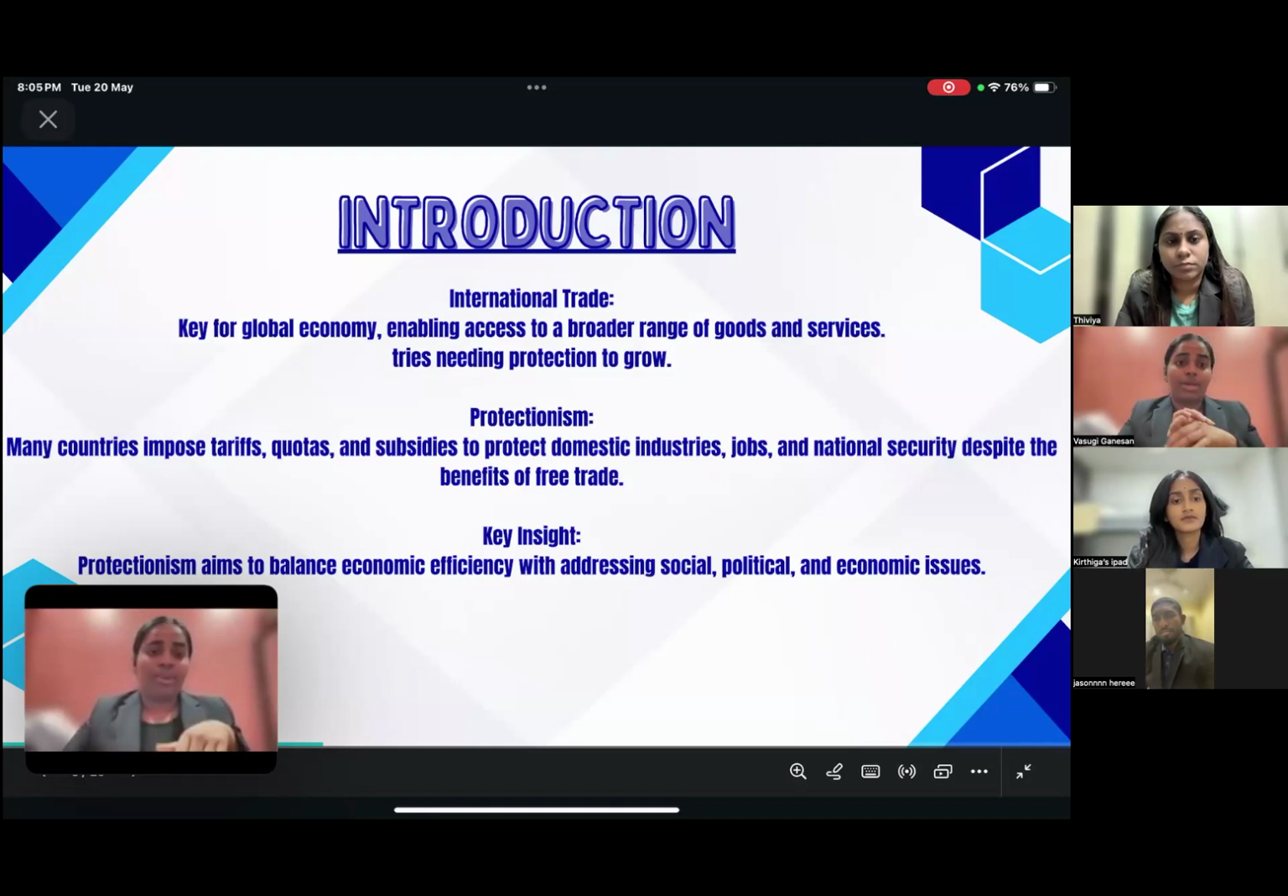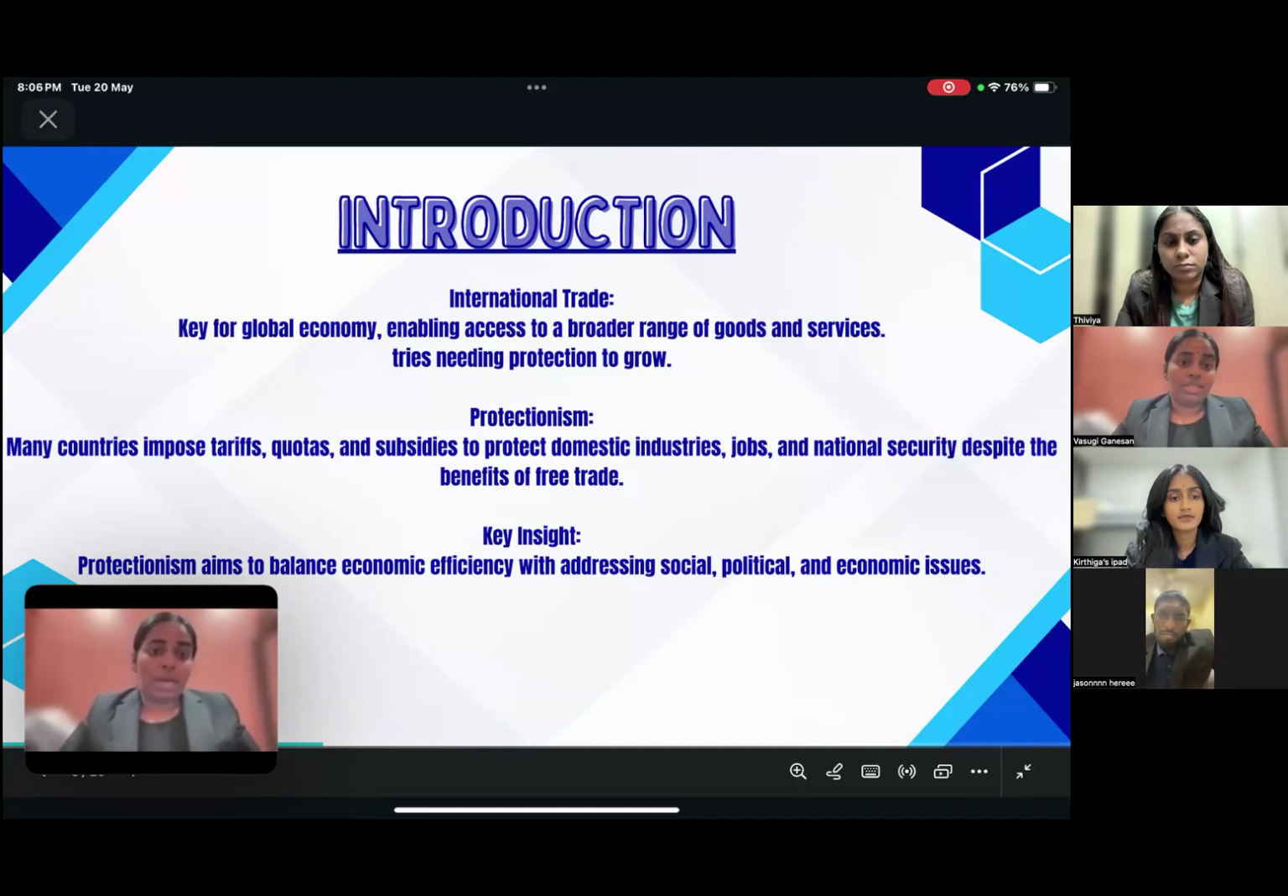Today, I'm briefly explaining about international trade. International trade forms the pillar of the global economy. It provides goods and services from near and far. It makes nations develop since it exports what they cannot produce locally.